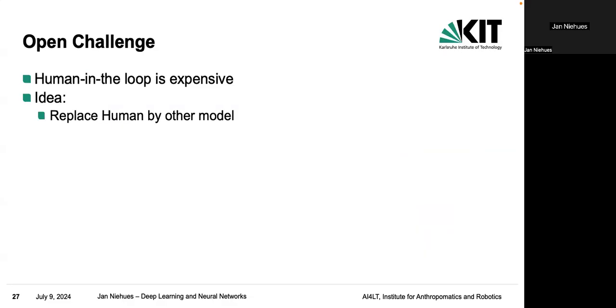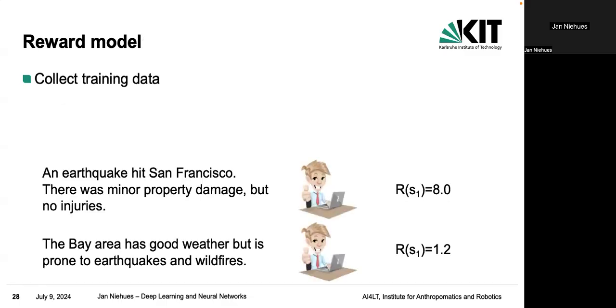What do we know about humans? Yes, they give very good feedback, but maybe we can replace them with an AI. So instead of always having a human rate the answer, can we have a model which rates the answer and tells us how good that is? And that is the basic idea here.